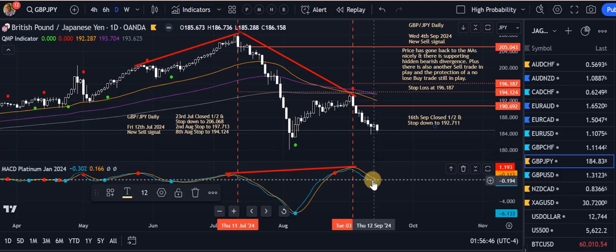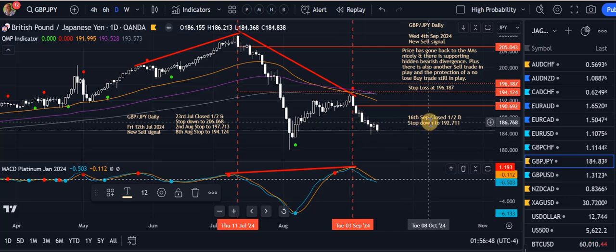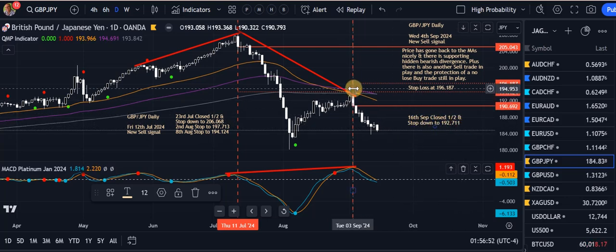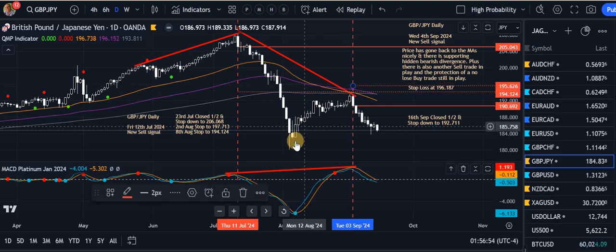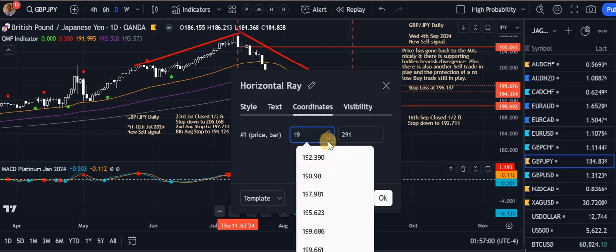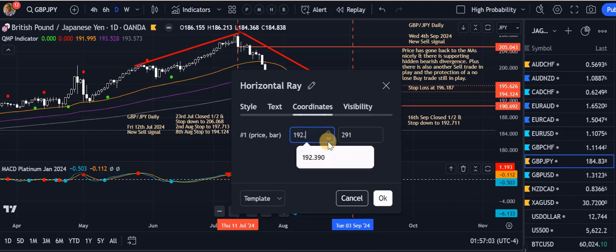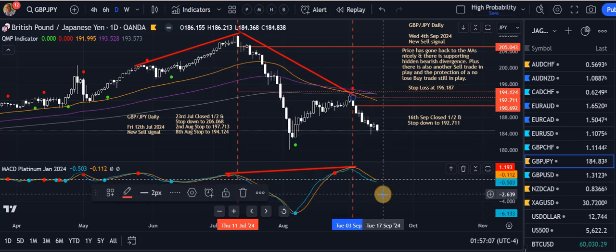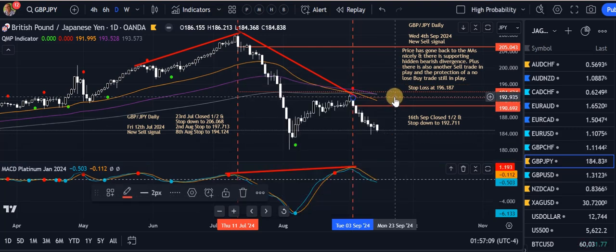So with MACD Platinum through the zero level, on Monday, I'm going to close half and move my stop down to 192.711. So let's put that in place now. 192.7. Oh, jeez. Shocker here. 192, what did I say? 711. So this is what I'm going to do on Monday. Obviously, can't do it because the markets are closed. So I brought my stop down to there. It's just amongst the moving averages.